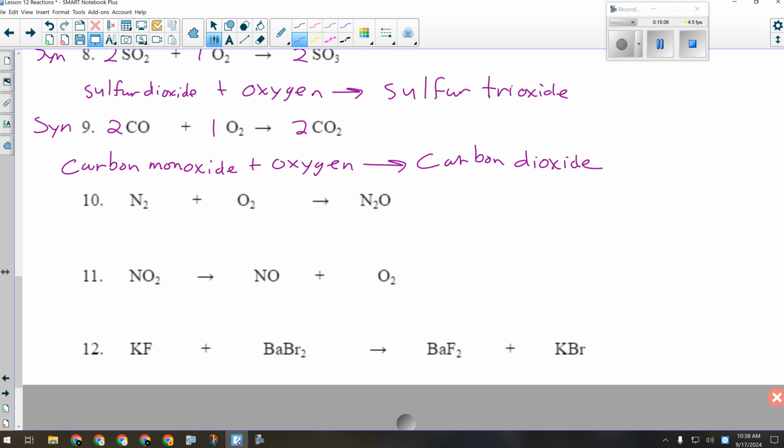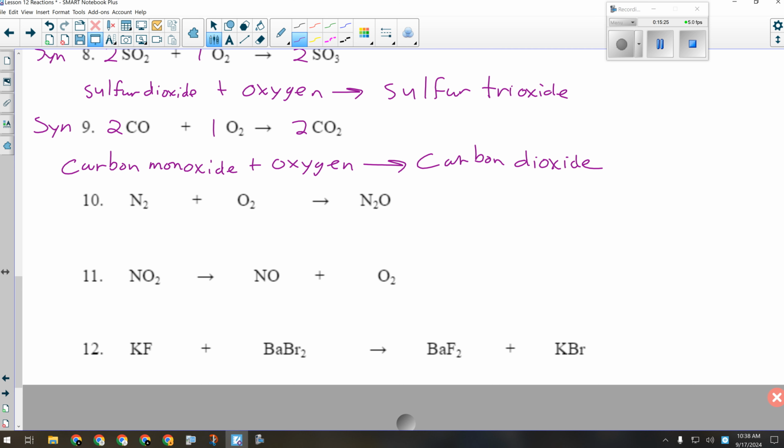Okay. If you're having trouble balancing, and you notice that you've got an odd number of something on one side and an even number on the other, double the odd number. In this case it was a 1, I made it a 2, and then everything worked out. Okay, everyone all right with that?